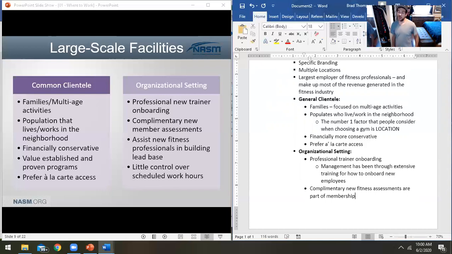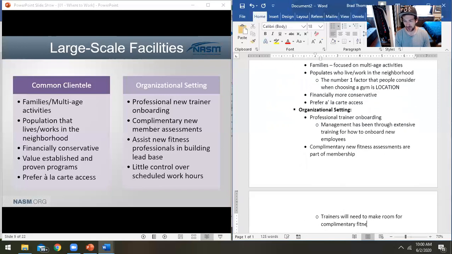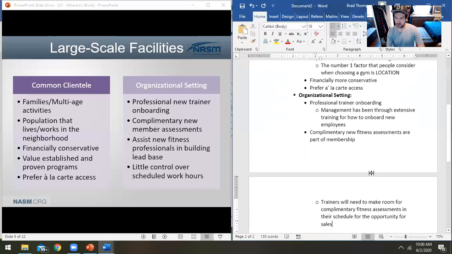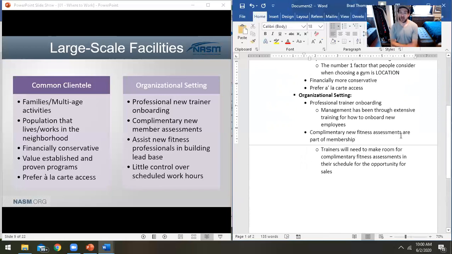So one thing that you are going to have to make room for in your schedule: trainers will need to make room for complimentary fitness assessments for the opportunity for sales. When you're working in most commercial gyms, you're going to have to do some version of selling. Not membership selling, training session selling. So you're going to have to sell yourself.